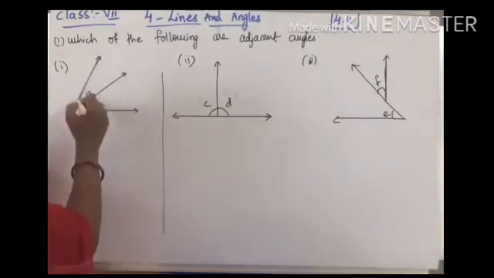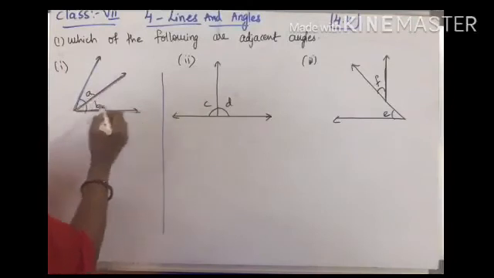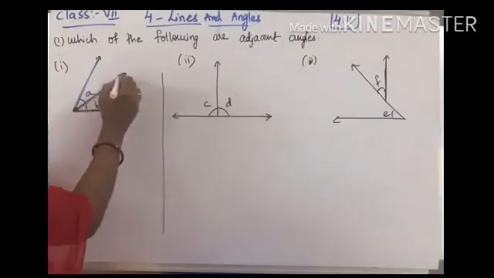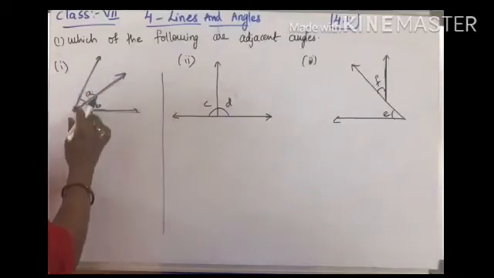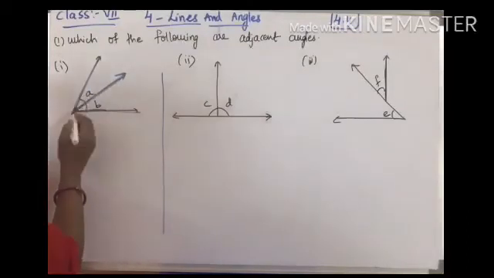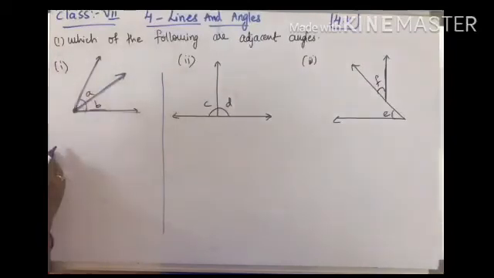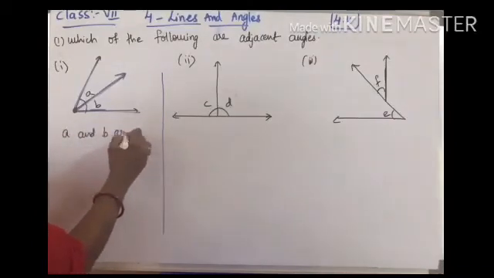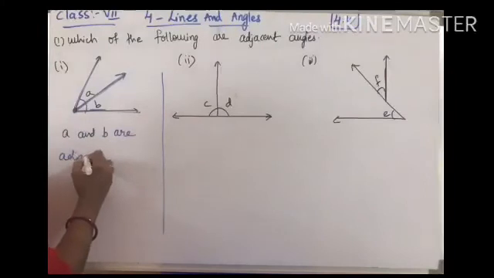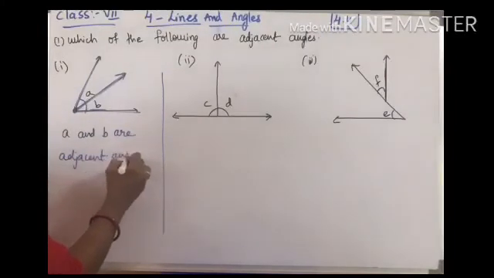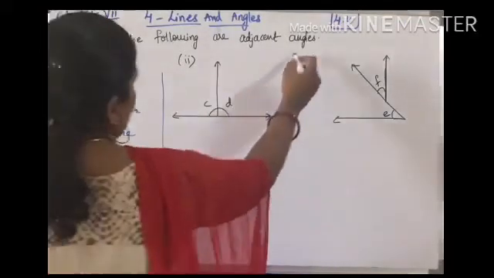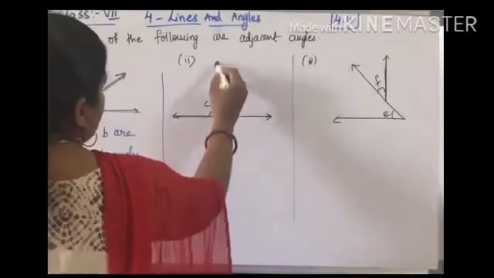See, this is angle A and this is angle B, both have a common vertex, isn't it? And this ray is common to both the angles, so they have a common arm and a common vertex. Then I can say A and B are adjacent angles. Yes?